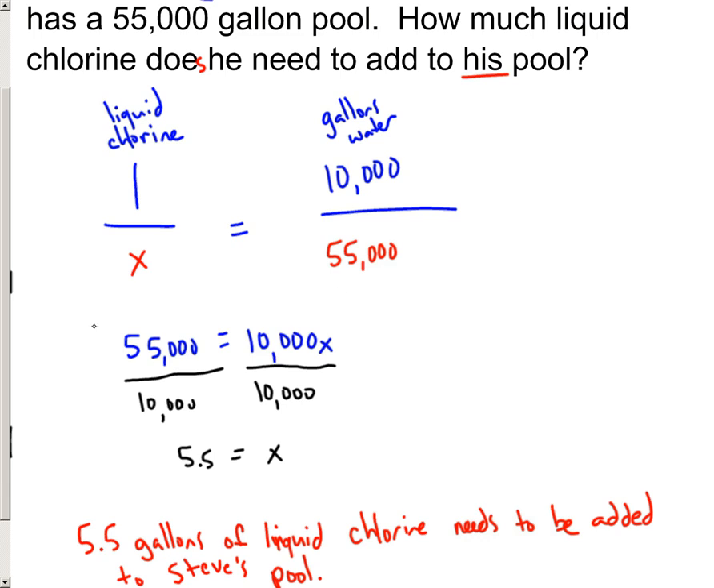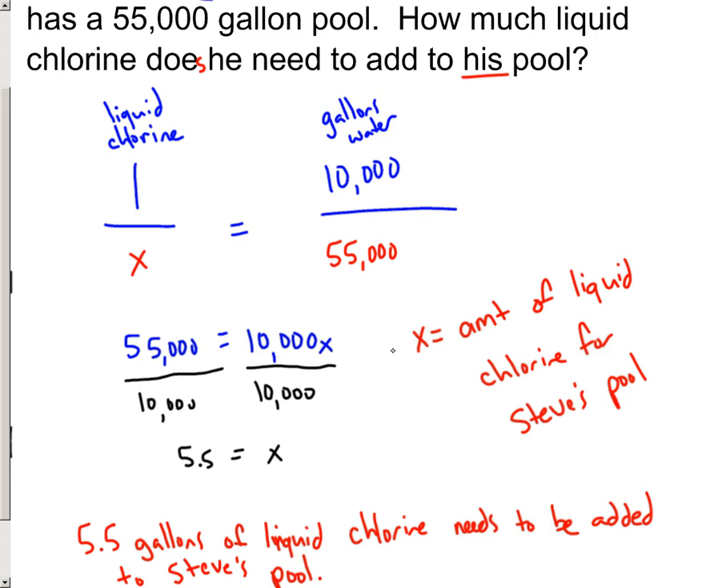Every problem is going to be similar. Again, set up a proportion where one ratio is on top, one ratio is on bottom. Label what each side of your proportion is. This side is dealing with the amount of liquid chlorine. This side is dealing with the number of gallons of water. And x, honestly, I've been a little slack in this. x equals the amount of liquid chlorine for Steve's pool.